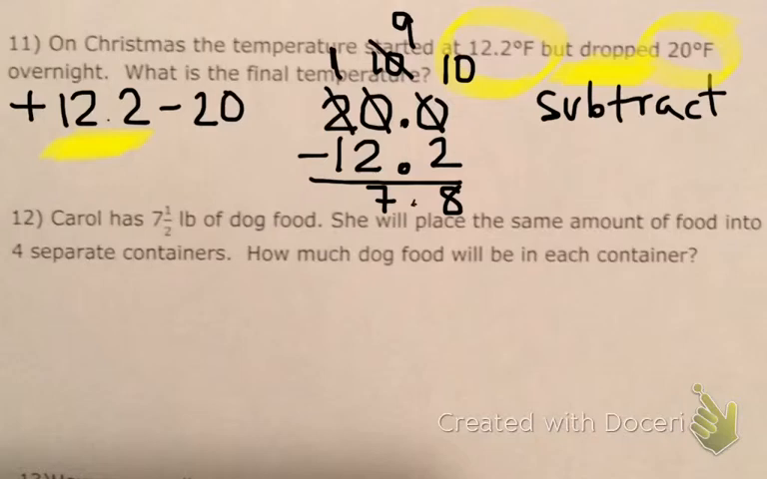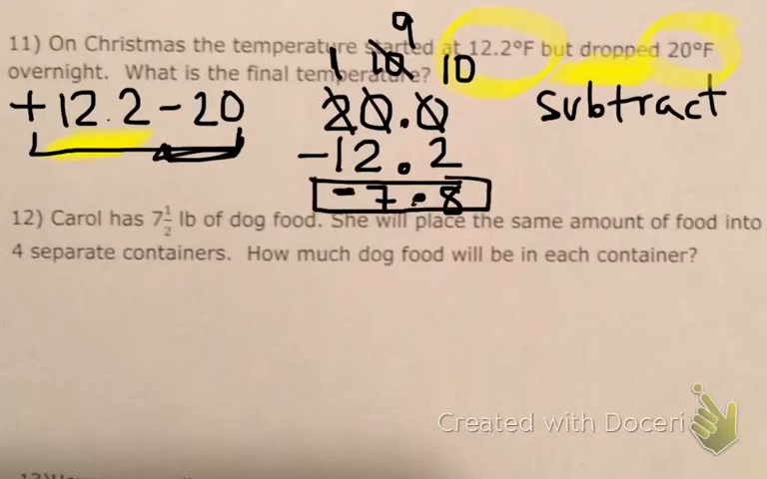Again, when the signs are different, we are going to subtract, but then we keep the sign of the bigger number, so it's actually going to have a final temperature of negative 7 and 8/10, or negative 7.8.